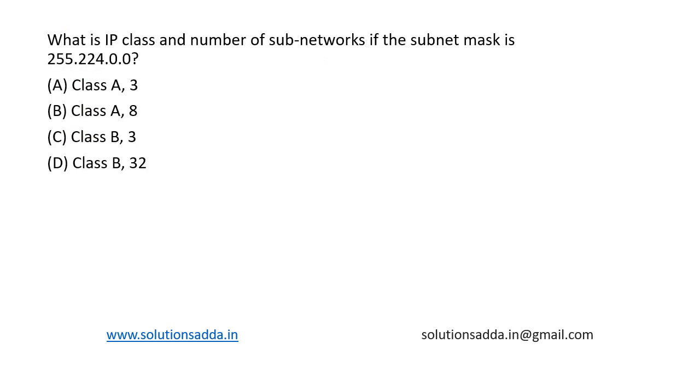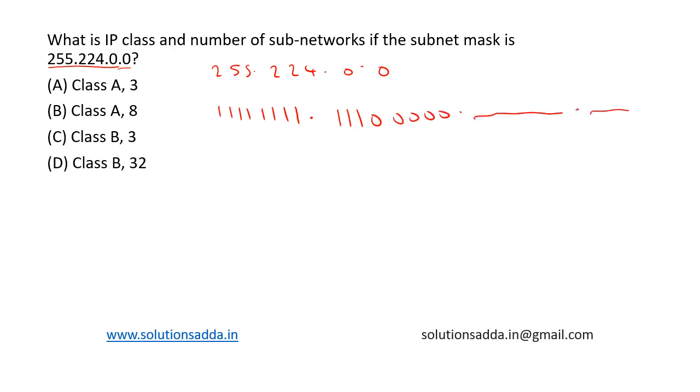This is a question from computer networks. What is the IP class and number of subnetworks if the subnet mask is 255.224.0.0? So the subnet mask, let's write it down. 255.224.0.0. So 255 is written as 1111 1111. 224 is 111 00000. And the next two octets will have 8 zeros each. Let's write it like this for the time being.